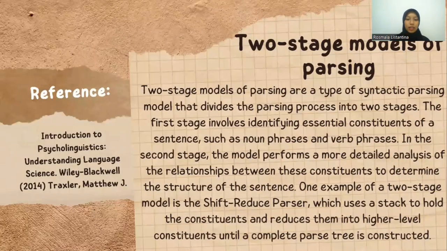Two-stage model of parsing. The two-stage model of parsing is a type of syntactic parsing model that divides the parsing process into two stages. The first stage involves identifying essential constituents of a sentence, such as noun phrase and verb phrase. In the second stage, the model performs a more detailed analysis of the relationship between these constituents to determine the structure of the sentence. One example of a two-stage model is the shift-reduce parser, which uses a stack to hold the constituents and reduce them into higher level constituents until a complete parse tree is constructed.